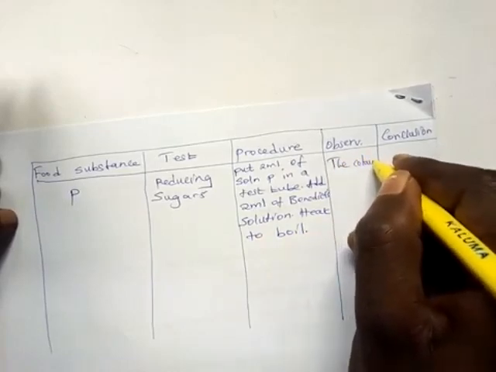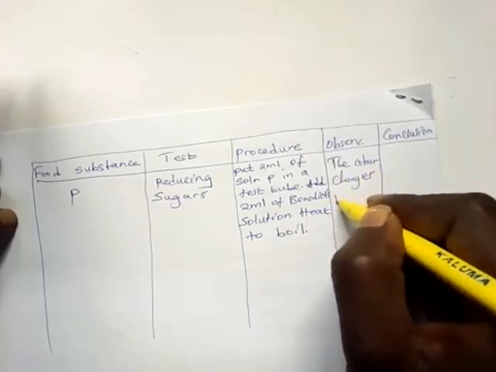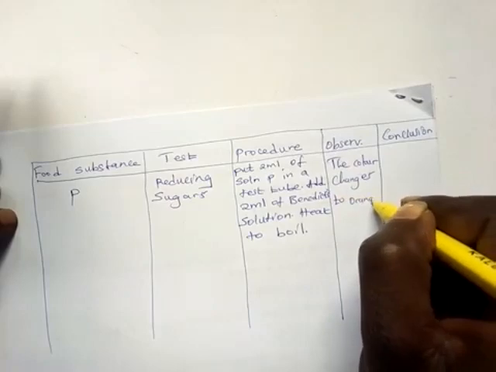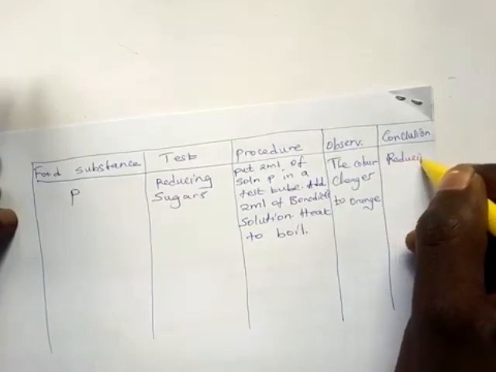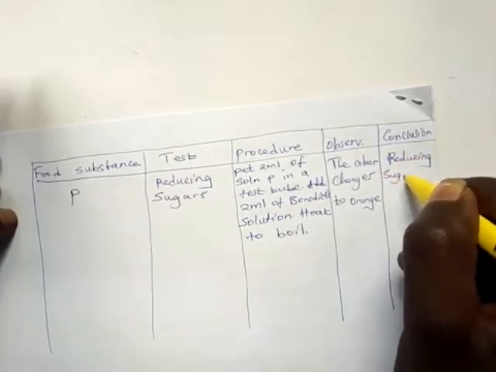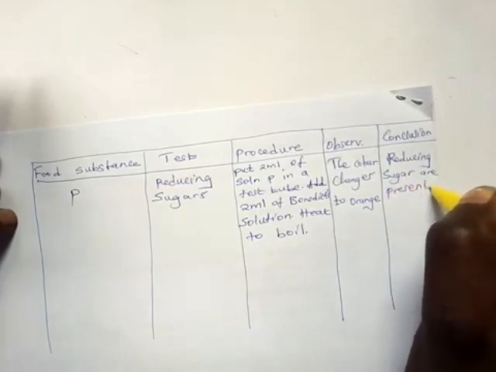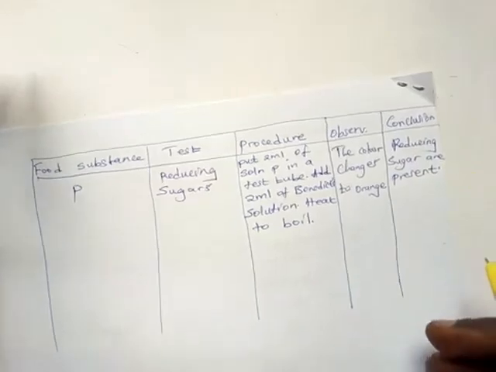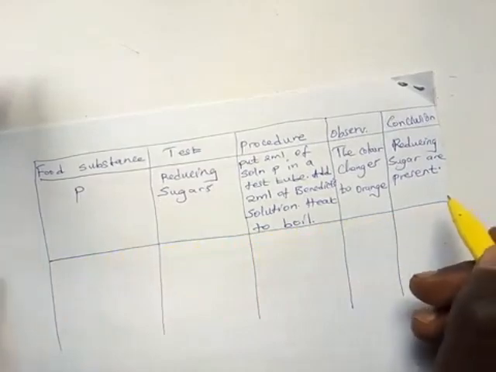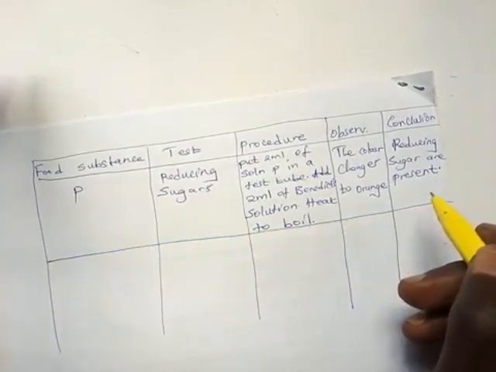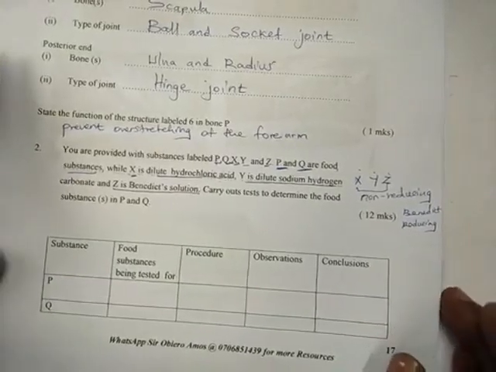Now your observation will be the color changes to orange. Now here the reducing sugars are present. Then you rule. Now we are finished with the reducing sugars with food substance P.